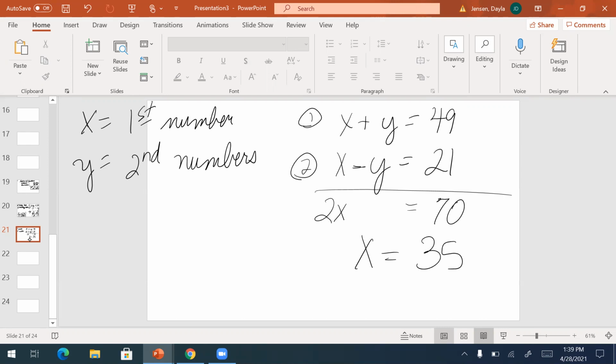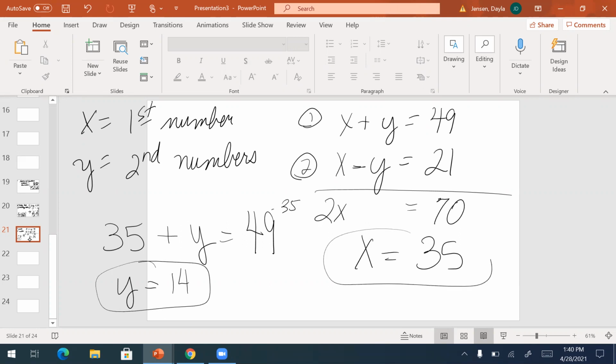If x is 35, then I can go back to either one of those equations. 35 plus y equals 49. So subtract 35 from both sides. Y must be 14. So y is 14, x is 35. 35 plus 14 is 49. 35 minus 14 is 21.